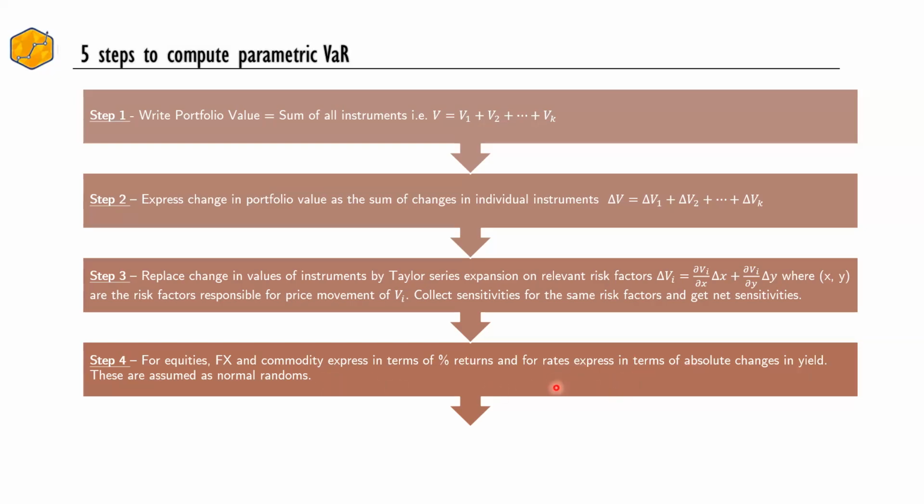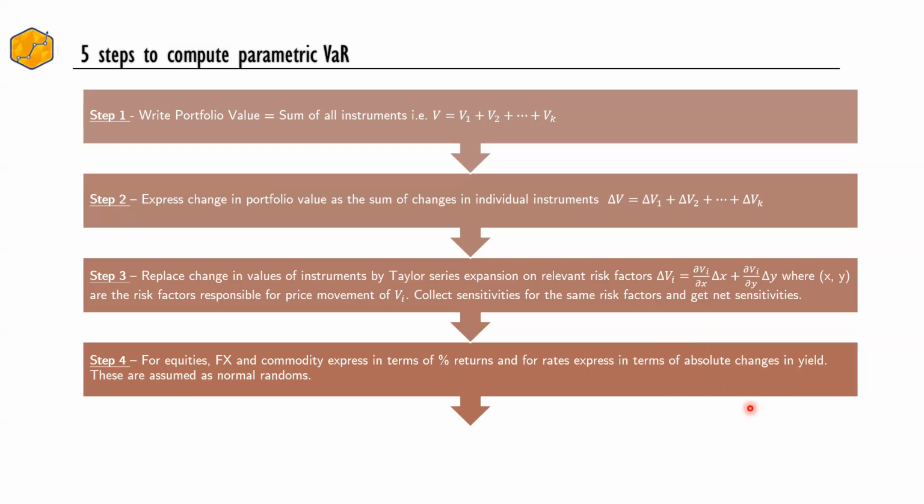And why do we do that? Because in these three risk classes, equities, FX, commodity, the percentage returns, or the relative returns, is the one that is normally distributed. And in case of bonds, the change in absolute value of the yield, which is delta Y, that is normally distributed. What is our assumption? Percentage returns on stocks, FX, and commodities are normally distributed. In case of bonds, the delta Y, which is change in yield, is normally distributed.